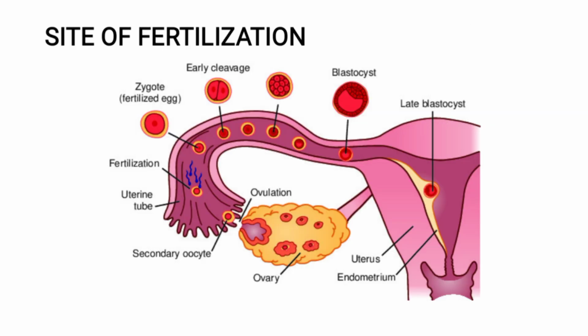So the site of fertilization, as I said earlier, is the ampulla, as you can see here. Then they form an early cleavage. The egg cleavage now forms a blastocyst, which is just the first cells dividing, specifically around 4 to 6 cells. So we've talked about that.